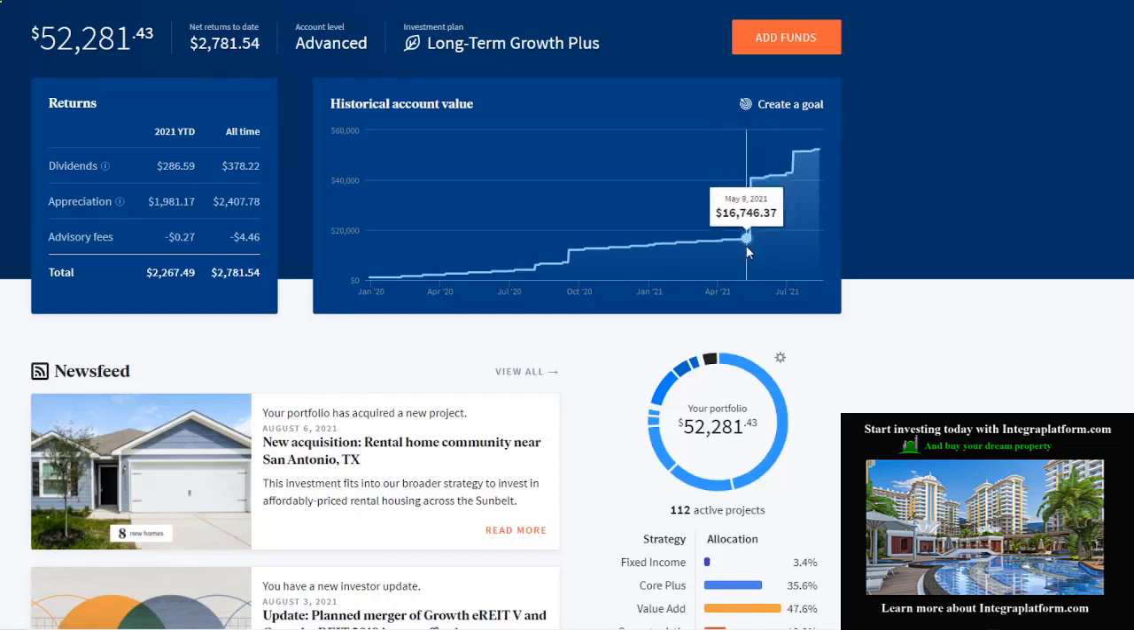It went from 16 to 24, and then I put in another 10. So I put an extra $25,000 recently.